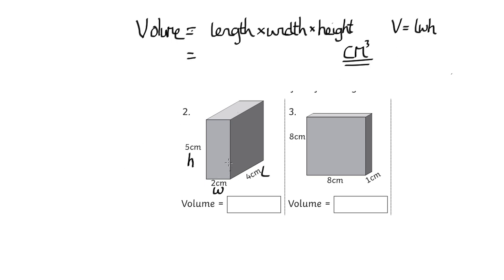So what we have here is the volume of this small cuboid, so we can say it is 4 times 2 times 5. 4 times 2 is 8, 8 times 5 is 40, so it's 40 cubic centimetres. We have this one here, so this is going to be 8 times 8 times 1. 8 times 8 is 64, 64 times 1 is still 64. So you don't really need to worry about the order you're multiplying these numbers in. It's your length, width and height.